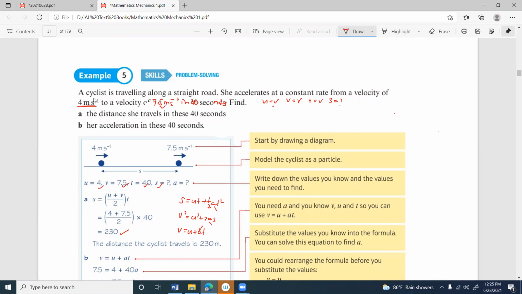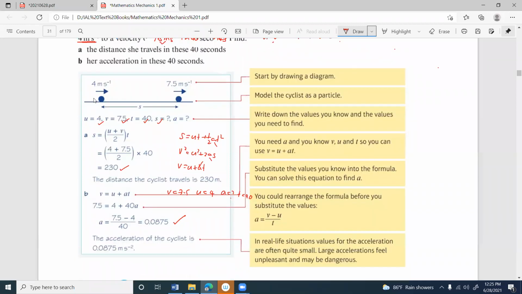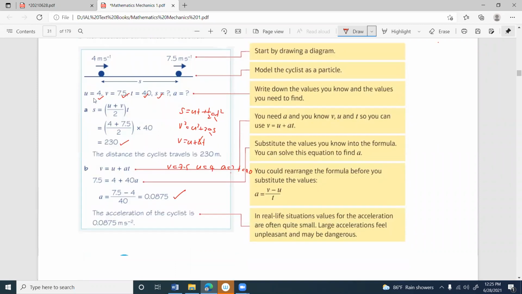Now, the next question is to find her acceleration in the 40 seconds. Then we need to find acceleration. Then we know v, 7.5, we know. a equals (v minus u) over t. a is the one we need to find, and t is 40. So simply apply v equals u plus at, and from here you can get the answer. Remember that you need to write the units. That is compulsory when you do this kind of question. That's the first thing you need to understand.